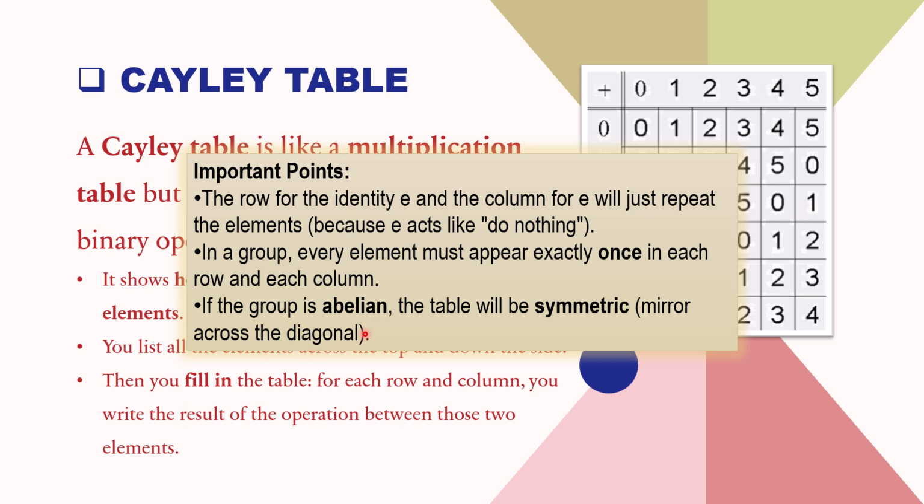If the group is abelian, the table will be symmetric, mirrored across the diagonal. So the diagonal will have all similar elements, right? If all the elements in the diagonal are the same, it means the table is symmetric. And if the table is symmetric, it is an abelian group.